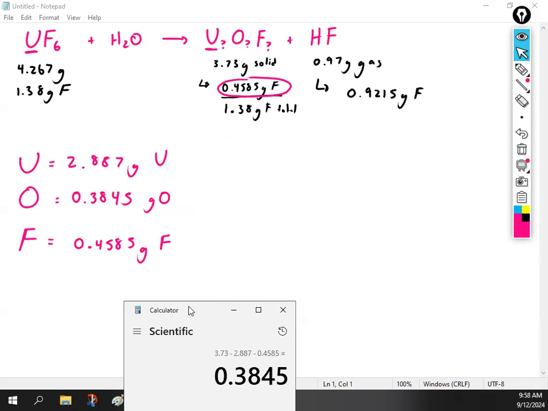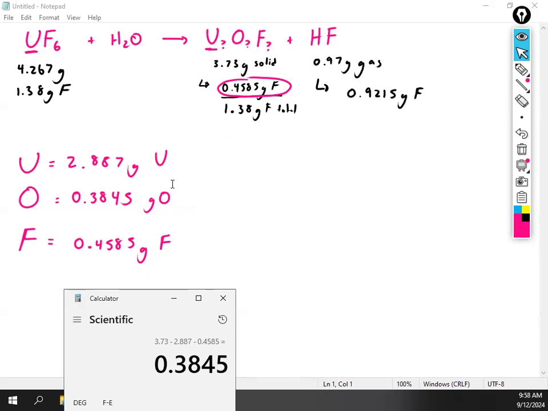Yes. What were the givens? The total mass is 4.2, 3.7, and 0.97. Alrighty, guys. So from here, how do you find the empirical formula? You have the grams. What do you need to turn that into? Yeah, you got to turn that into moles. So we got to convert all of these guys into moles. And then from there, you can figure out the subscripts for U, O, and F.